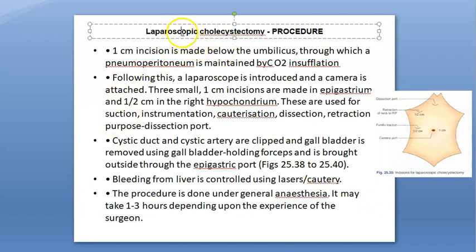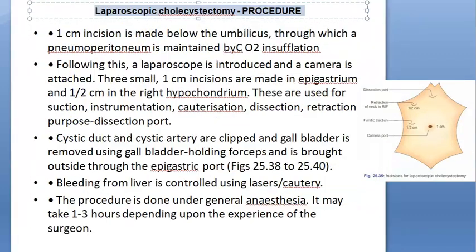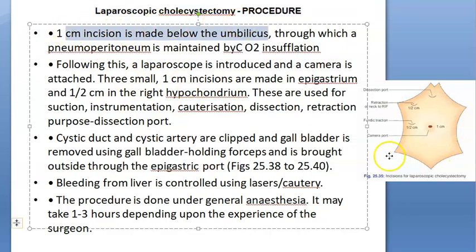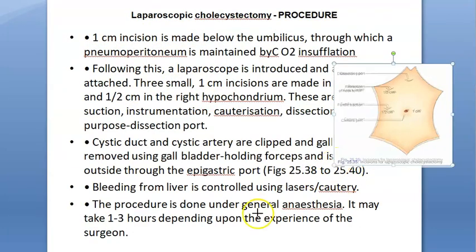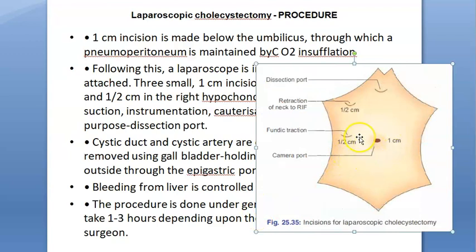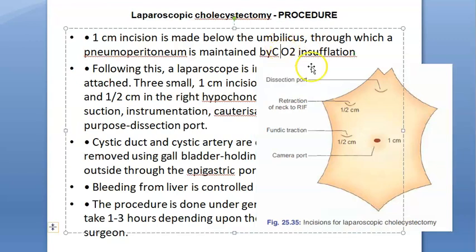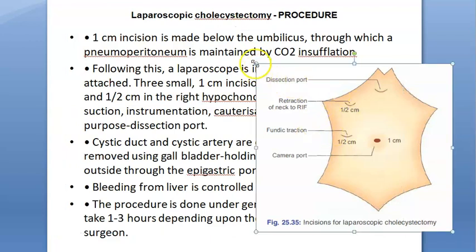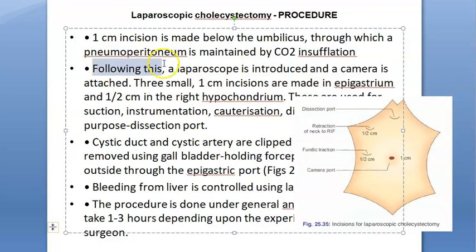So now how do you do this laparoscopic cholecystectomy? So you will make a 1 centimeter incision below the umbilicus. Okay, so it is below the umbilicus, right? Not the umbilicus, but below the umbilicus, through which the pneumoperitoneum is maintained by carbon dioxide insufflation. So they will pump carbon dioxide into it and it will inflate the abdomen. So you would have seen it in laparoscopic surgeries, I hope. Following this, a laparoscope is introduced and a camera is attached.